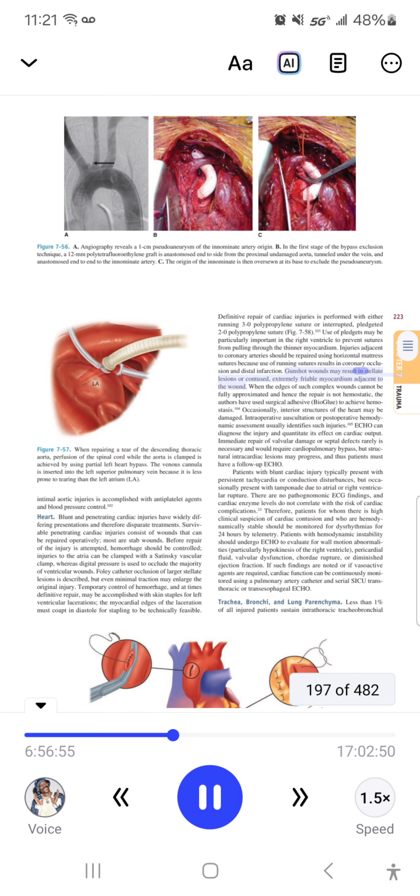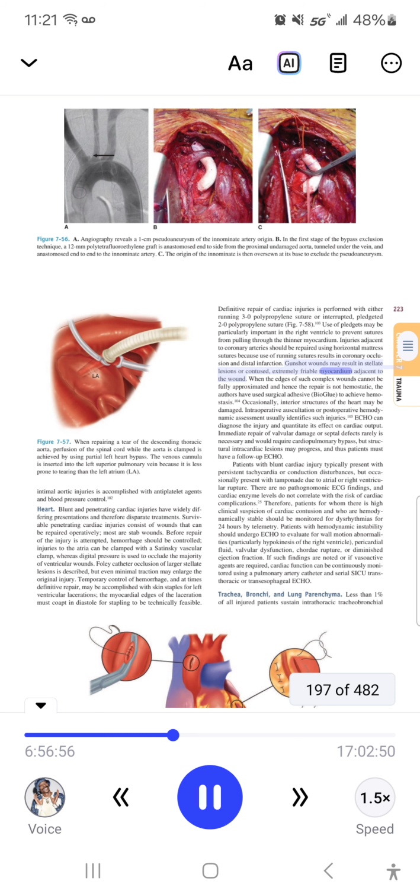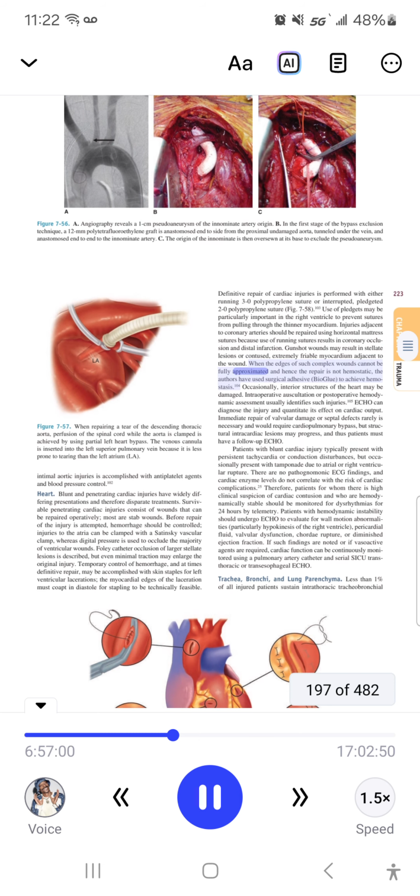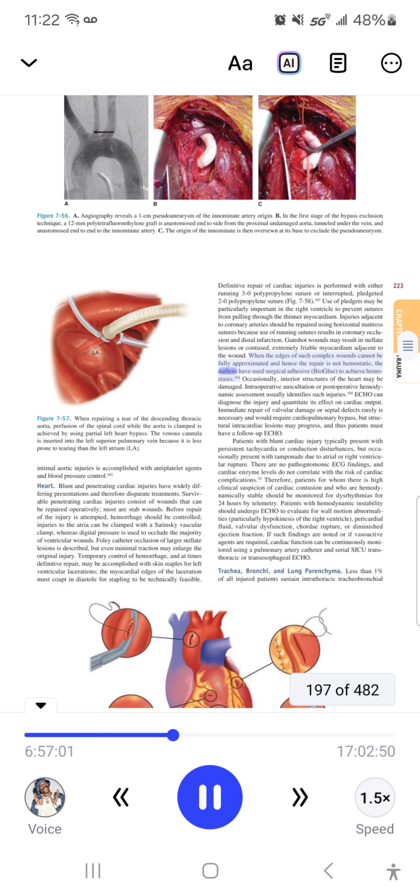Gunshot wounds may result in stellate lesions or contused, extremely friable myocardium adjacent to the wound. When the edges of such complex wounds cannot be fully approximated and hence the repair is not hemostatic, the authors have used surgical adhesive bioglue to achieve hemostasis.